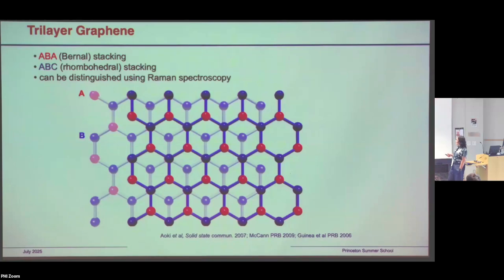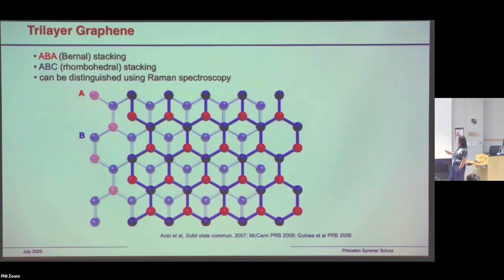So you may know that graphite actually has two stacking orders. One is the so-called Bernal stacking, which is ABA stacking. The other is called ABC or rhombohedral stacking. You can visualize them like this. Here we have the bottom layer, the middle layer, and the top layer. In the middle layer, one sublattice, which is blue, is exactly on top of the other sublattice, which is red. And then the middle layer's sublattice is in the middle of the hexagon of the bottom layer. Now you add the top layer.